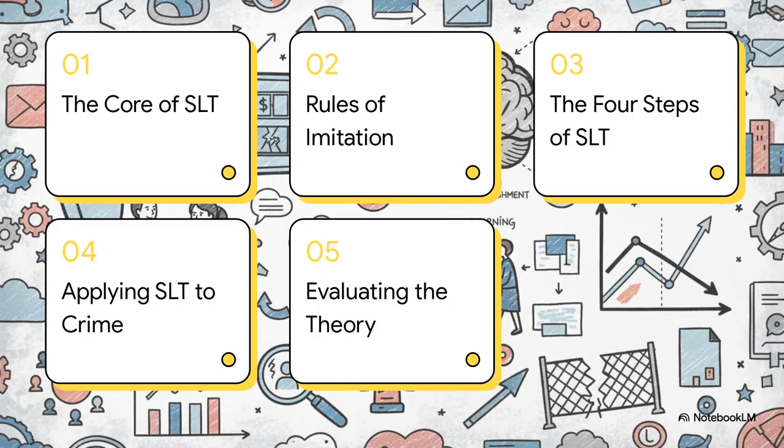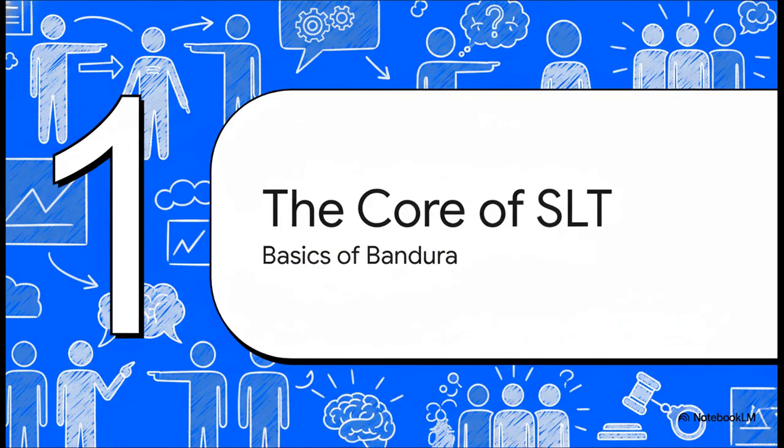Here's our quick game plan for today's revision. First, we'll hit the core of SLT, then the rules of imitation, the 4 crucial steps, how to actually apply the theory to crime, and finally, evaluating the whole thing. All right, part 1, the core of SLT. Let's get into the absolute basics of Bandura's theory.